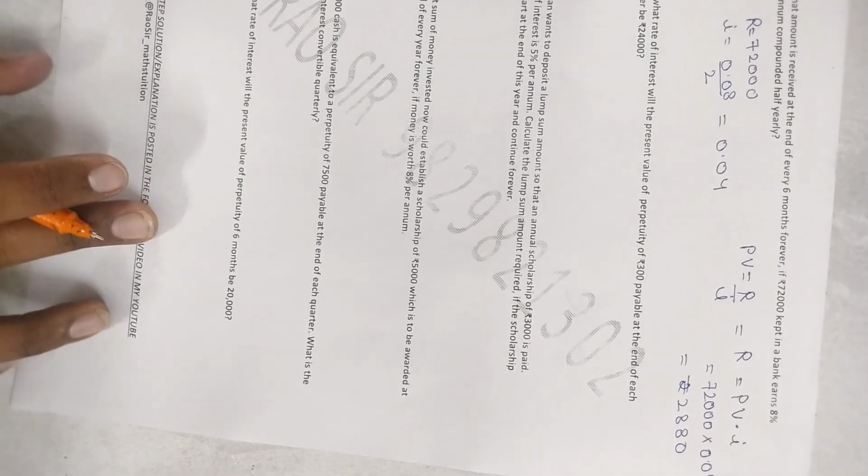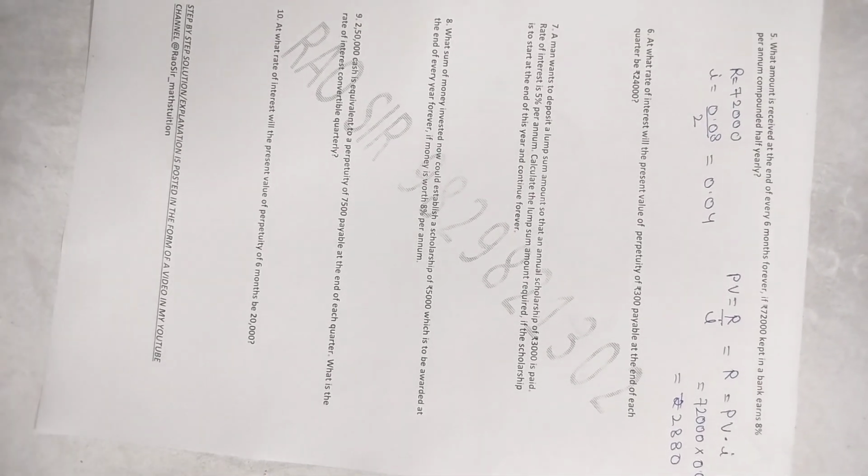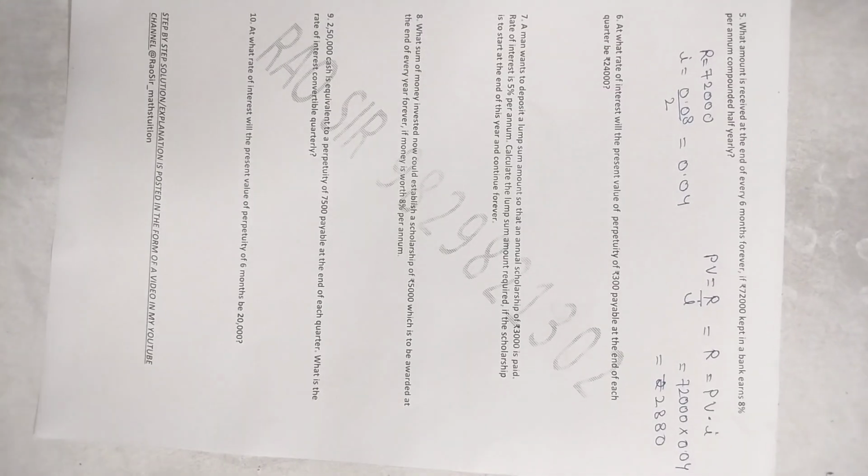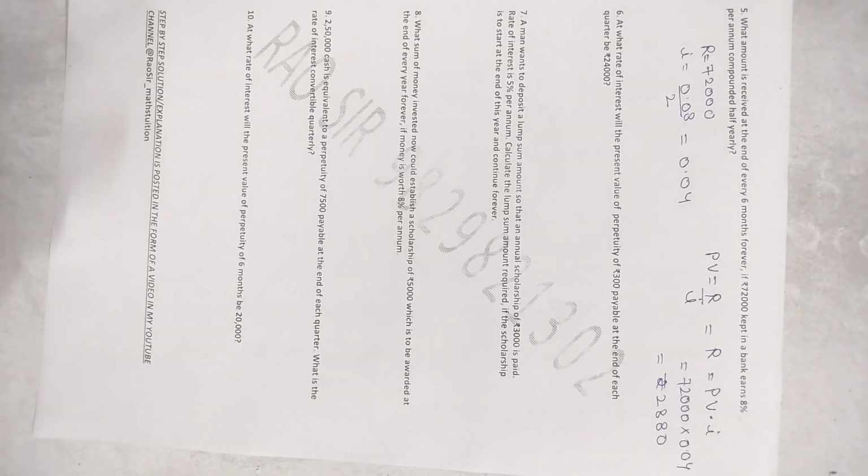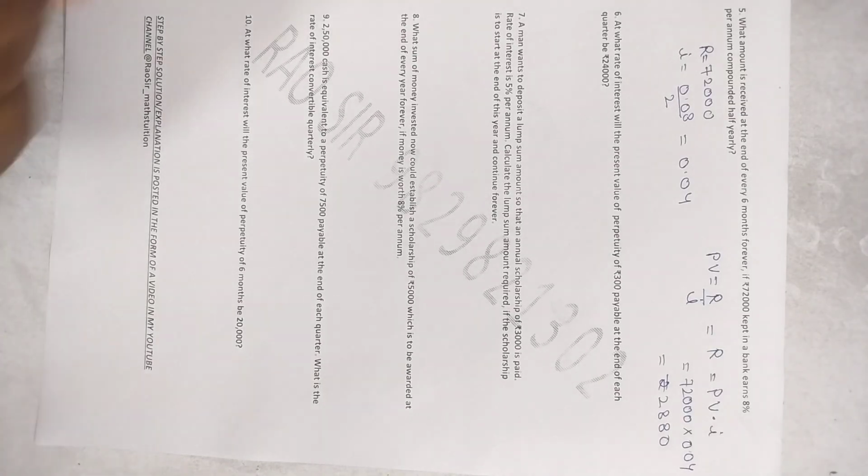So this is what you have to find out. That gives us 2,882 rupees he will receive if he deposits 72,000. Go to the next question.